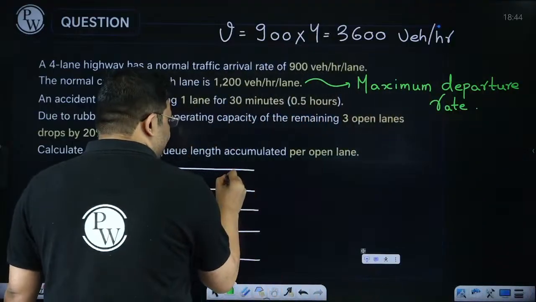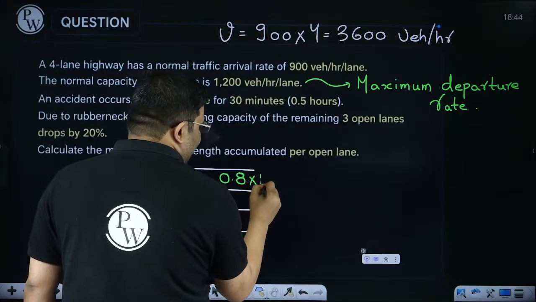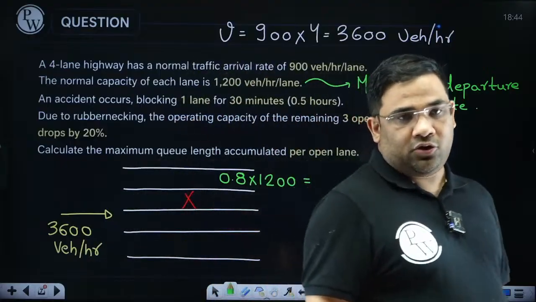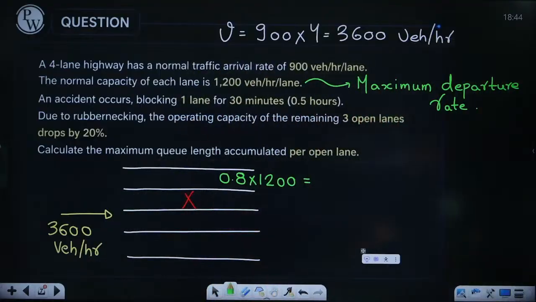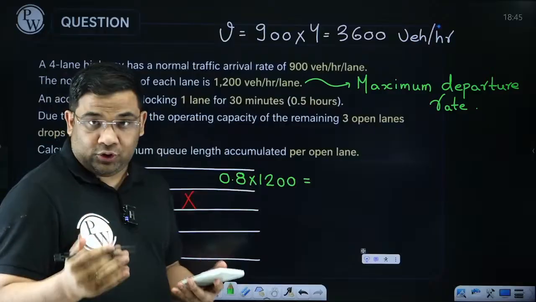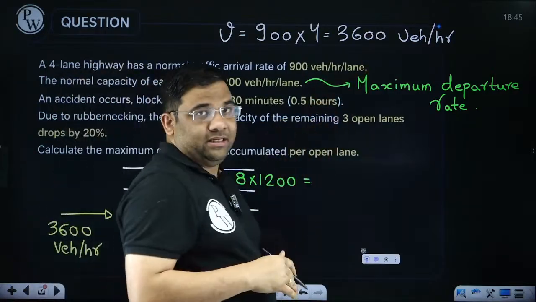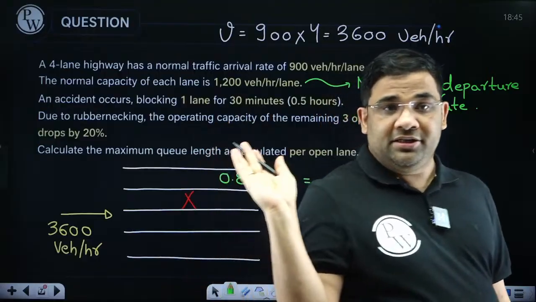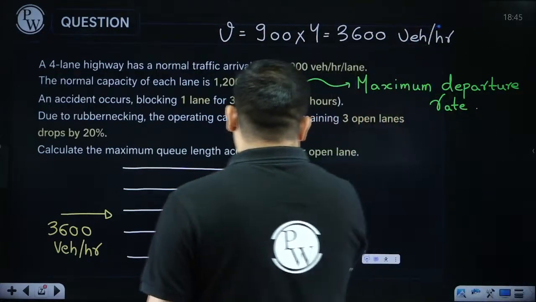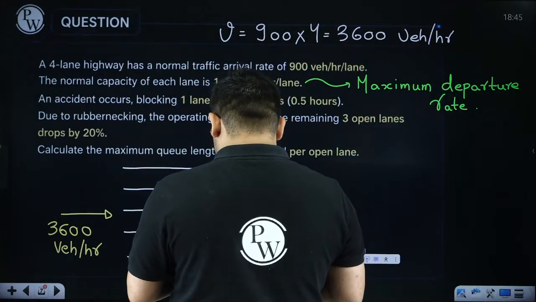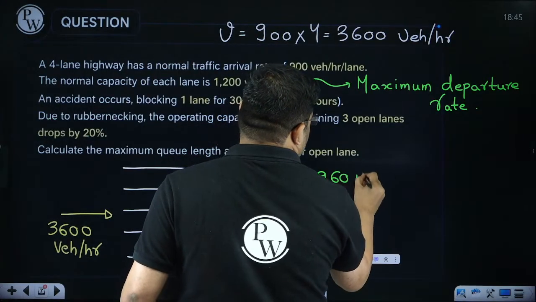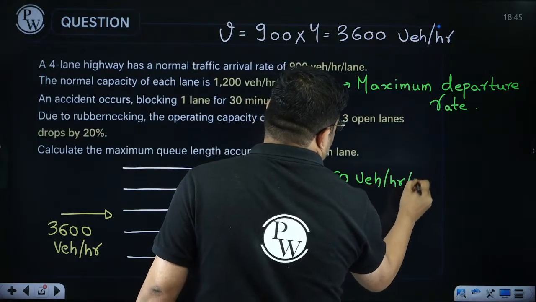It will become 0.8 times 1200, right? Drop of 20% means it goes to 80%. Now the operating capacity means the actual departure rate. This is the maximum departure rate under normal conditions, but this is not a normal condition. An accident has happened due to which the capacity has reduced, and this is 0.8 into 1200. So this will be 960 vehicles per hour per lane.